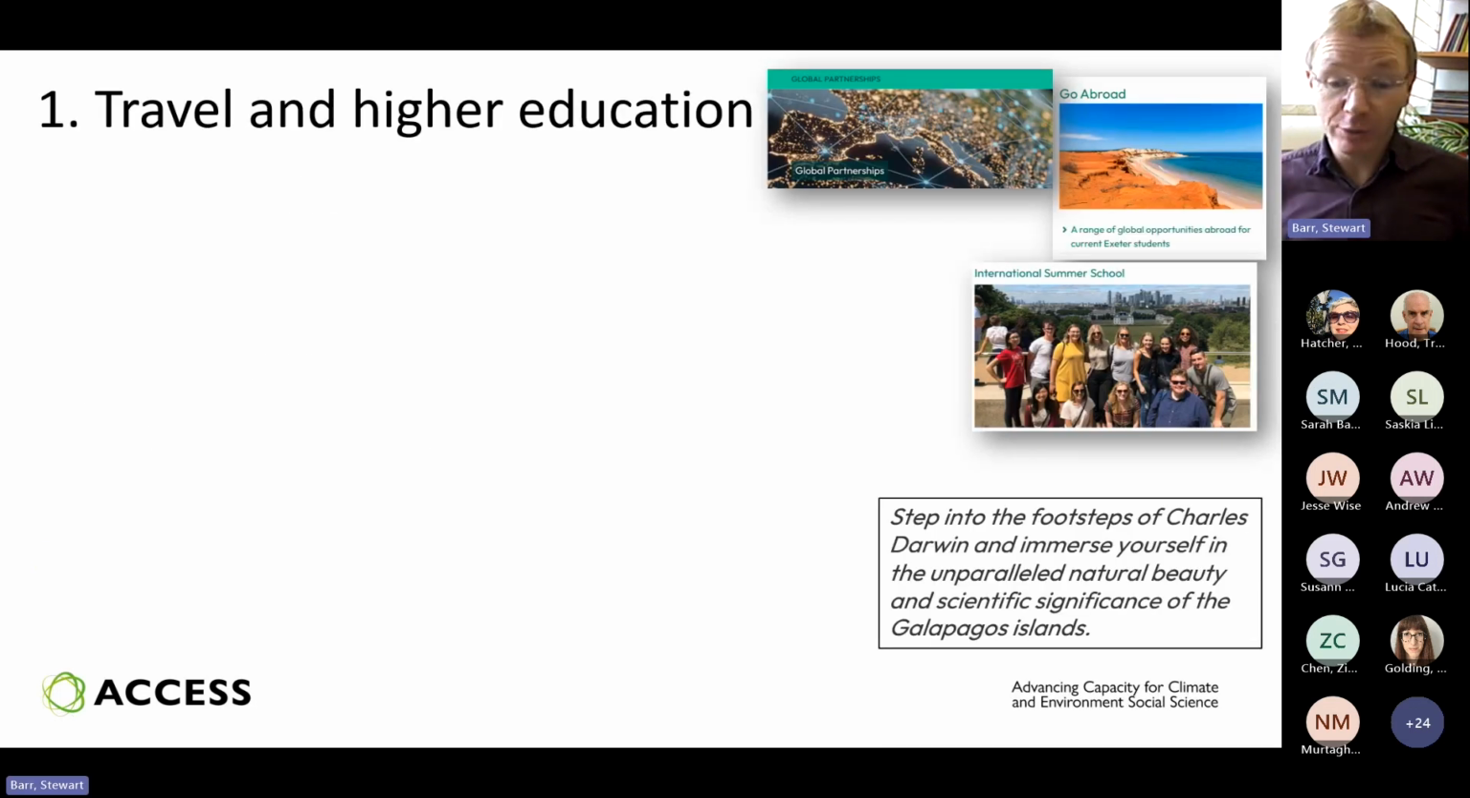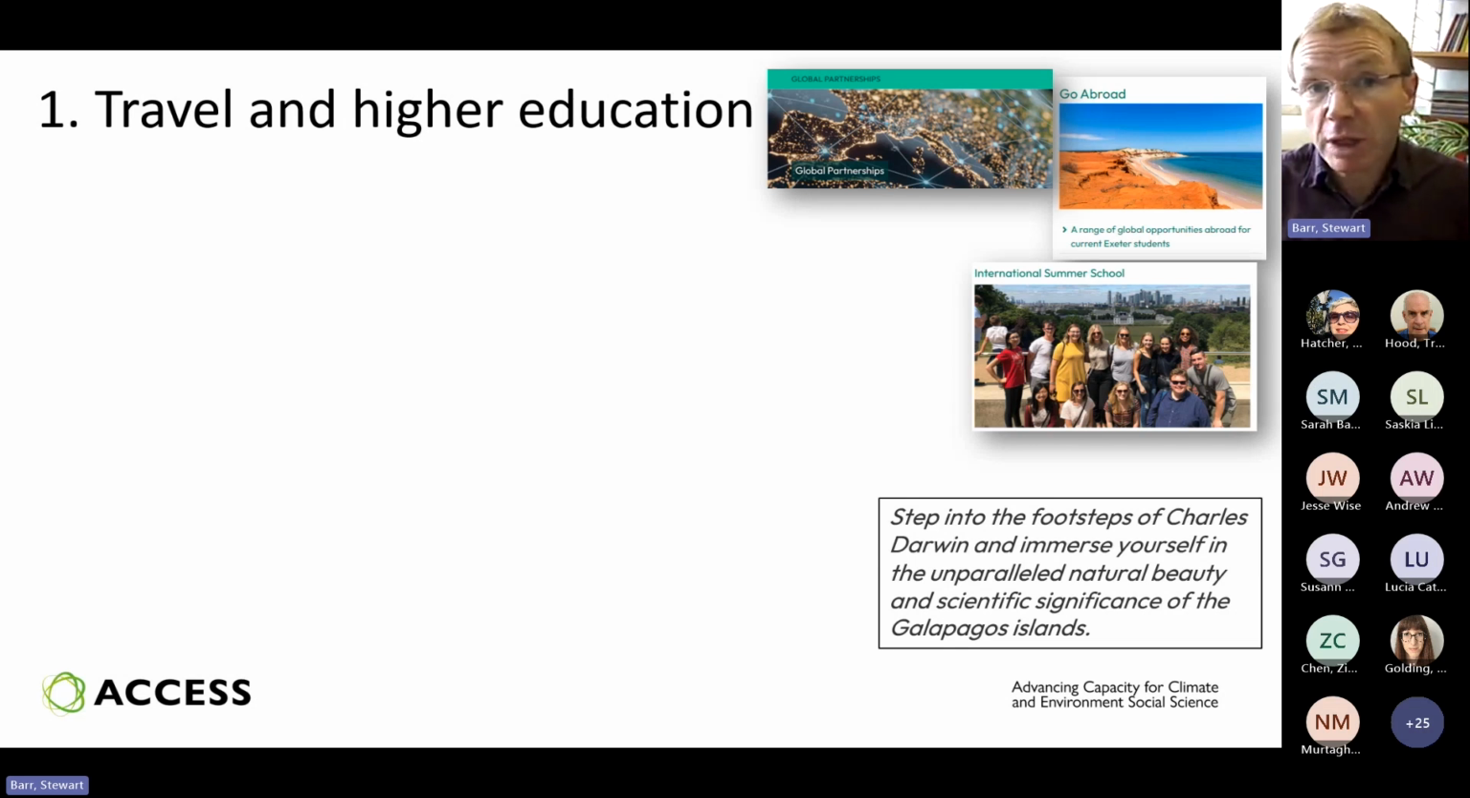So let's take a look at travel and higher education. I've got some images that will be familiar to anyone who works in any university, certainly in the UK. Universities very much now have a global reach in terms of their activities. And so most universities will have internationalization agendas. It's called Global Exeter, where I work. Our students are encouraged to study abroad in the third year of a 4-year undergraduate degree. We encourage students to come to Exeter from overseas, particularly from outside Europe, on international summer schools.